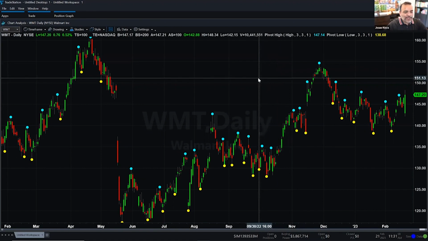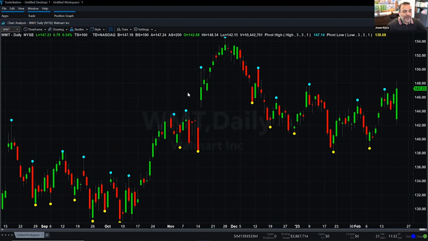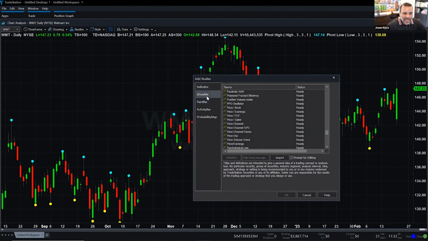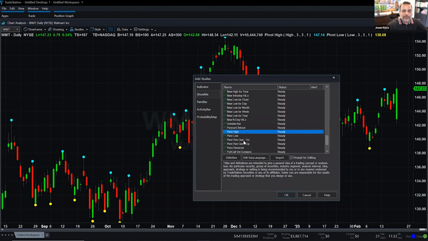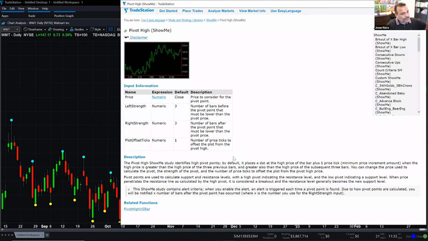Perfect. So let's go ahead and take a look at this indicator and what it's looking for. Again, if you go to studies and you click on add studies and you go to the category that you're looking for, pivot high and pivot low, you can click on definition. Now, pivot high and pivot low, you have some inputs that are looking for a left strength and a right strength.